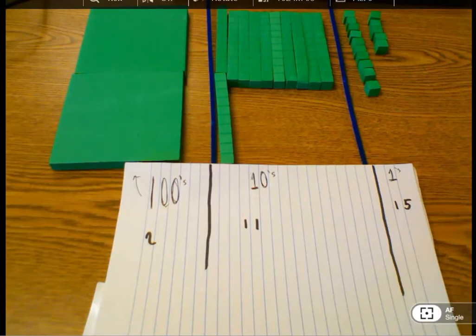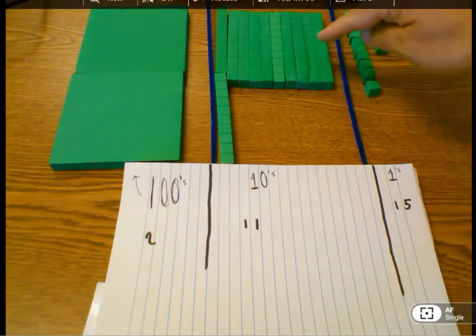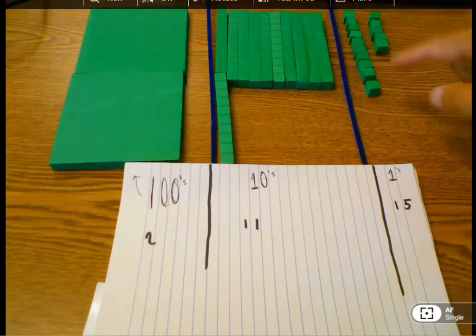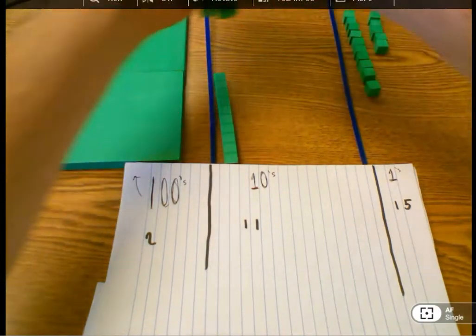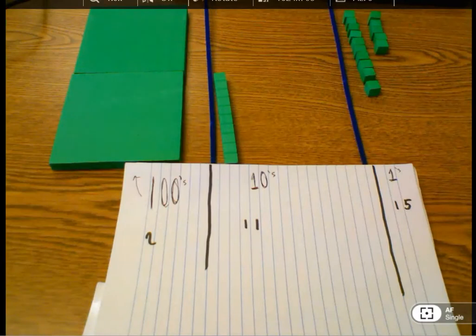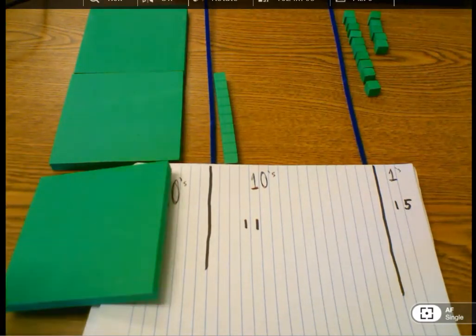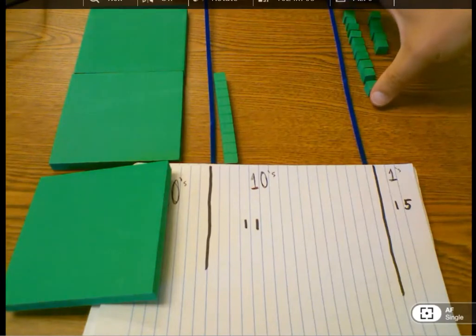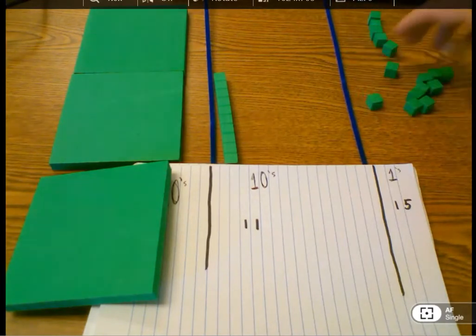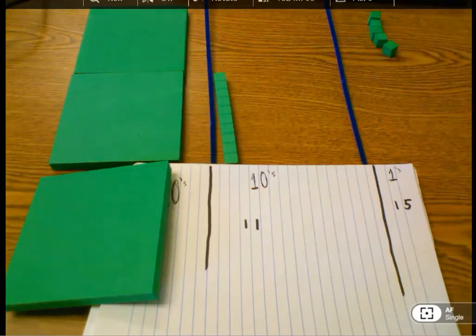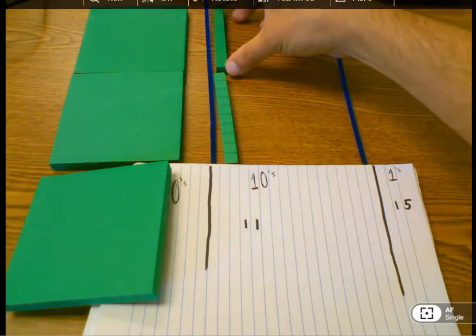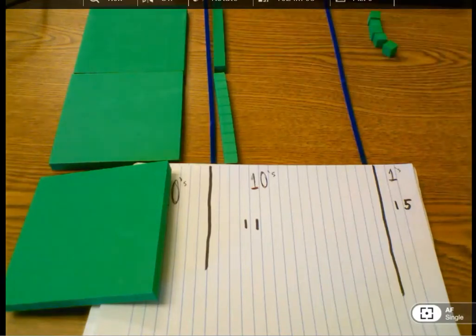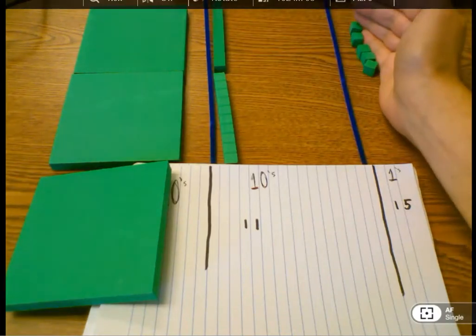Remember, however, in a base 10 block, we can exchange, which is what we're going to do when we see a group of 10 tens or a group of 10 ones. So I'm going to take this group of 10 tens and put it over here into the 100s. And I'm going to take this group of 10 ones and exchange it, piece them all together, and put it into my tens. And now I have 5 in my ones.